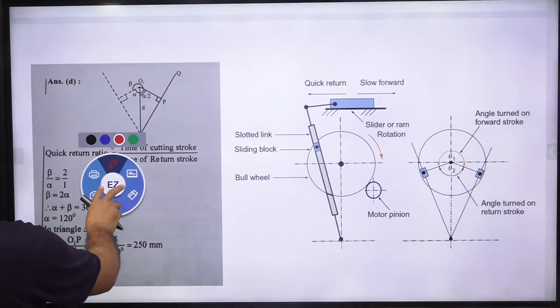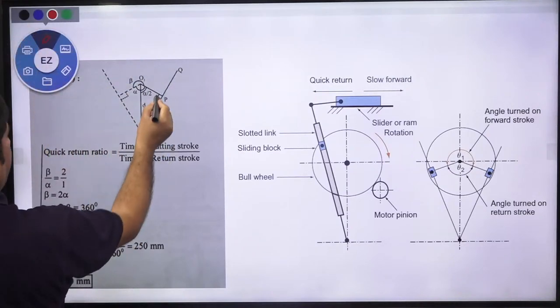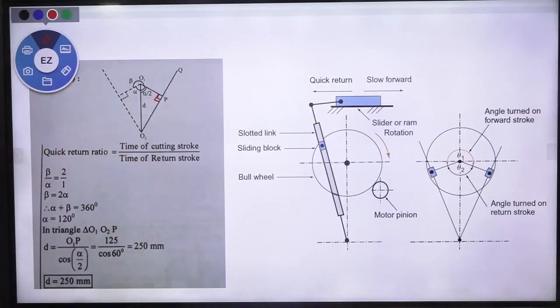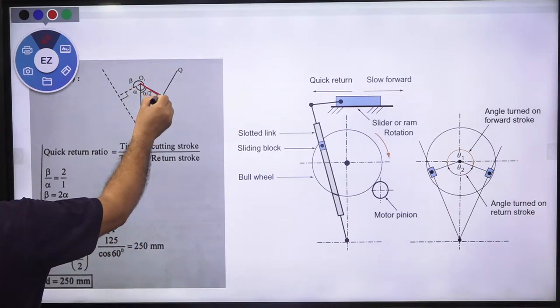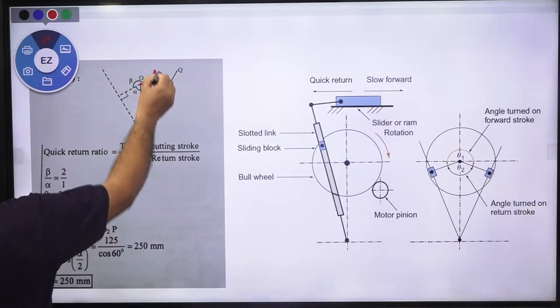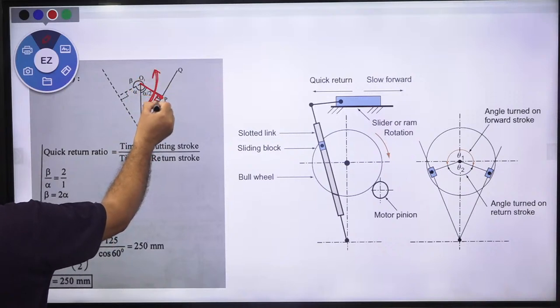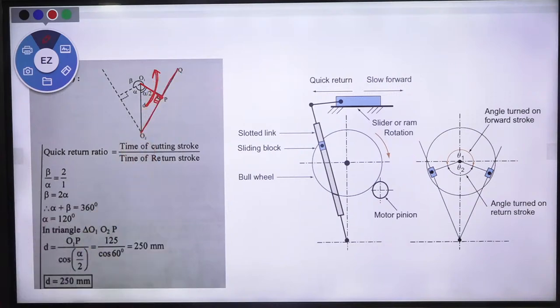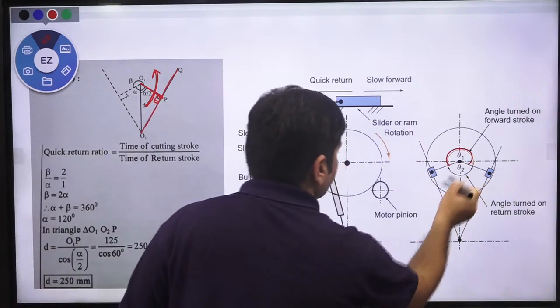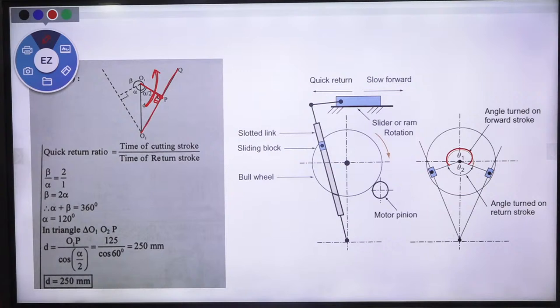At 90 degree, it changes the direction of its motion. The moment this crank is rotating, let's say in this direction, and reaches 90 degree, this link will change its direction of rotation or motion, which is also clear from this diagram. So quick return motion is nothing but the ratio of these two angles, theta 1 and theta 2. Corresponding to theta 1, you get the forward stroke, and corresponding to theta 2, you get the return stroke.